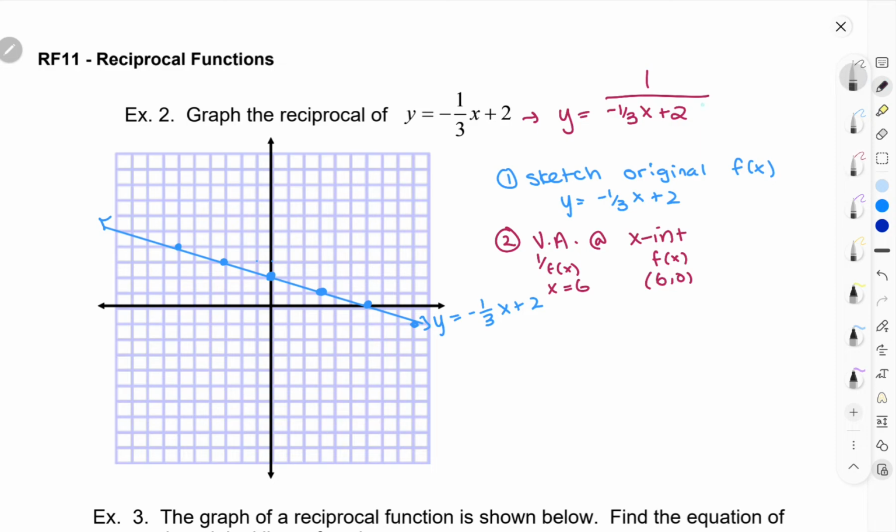Because 6 is my non-permissible value here, if I take negative 1/3 x plus 2 and say it cannot be 0, and I solve for that, negative 1/3 x equals negative 2, x equals positive 6. So I'm going to dot that dotted line. I'm going to find x equals 6. I'm going to sketch in my vertical asymptote. Oops, at x equals 6.